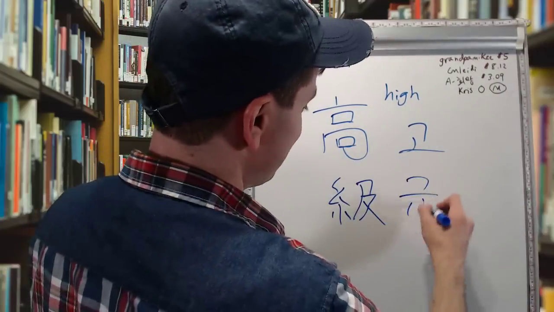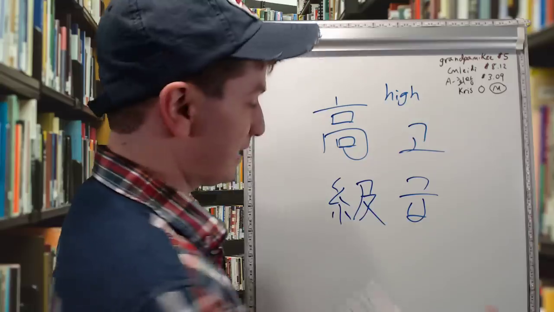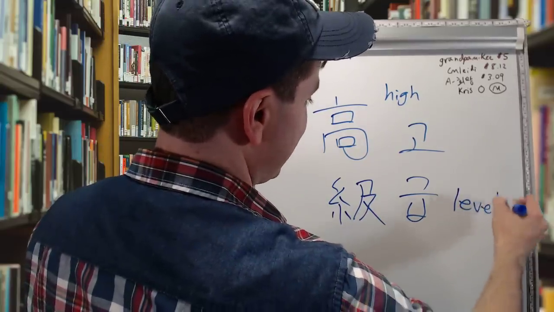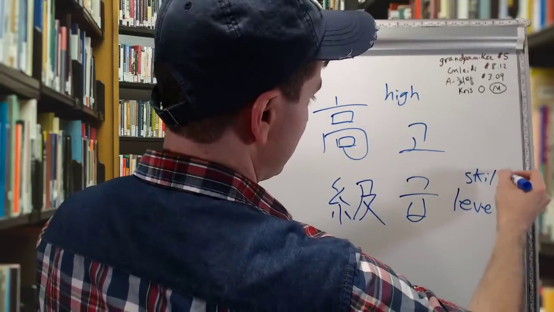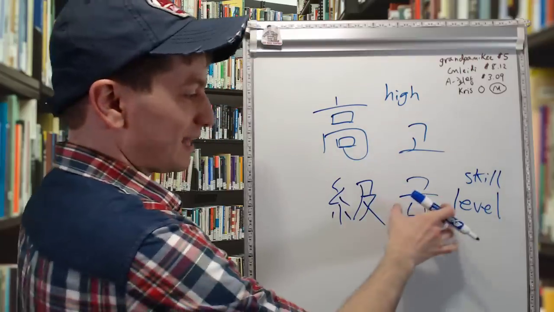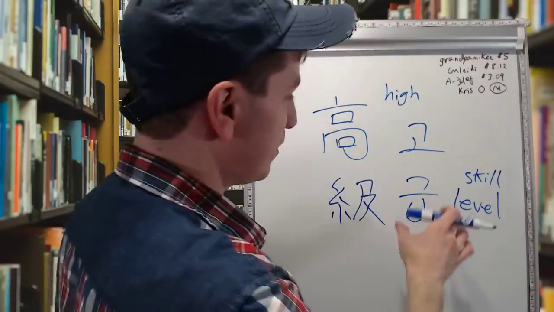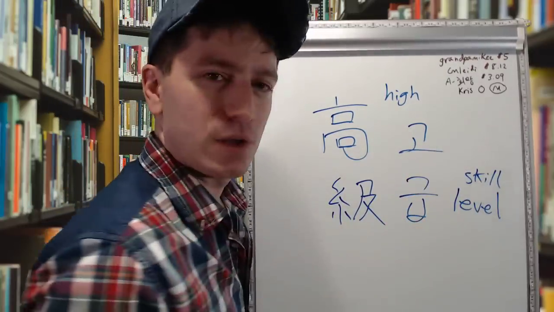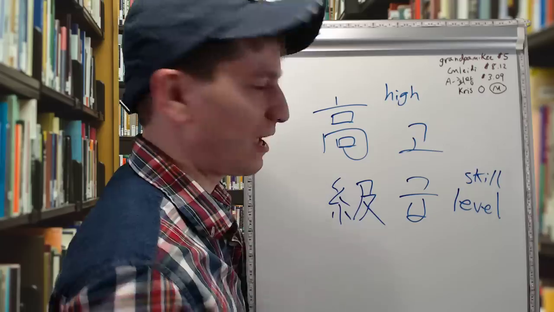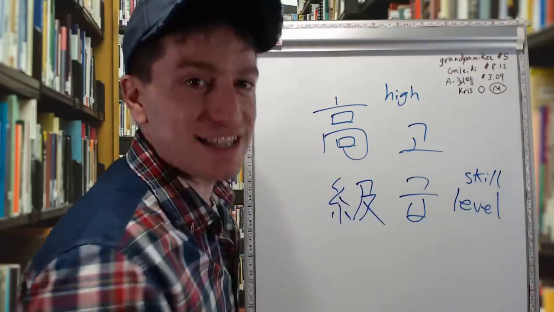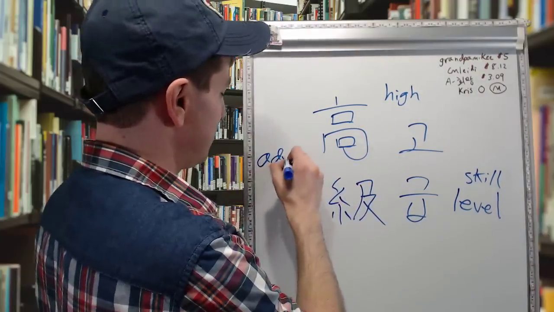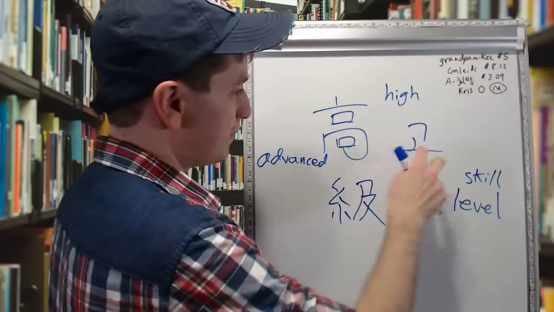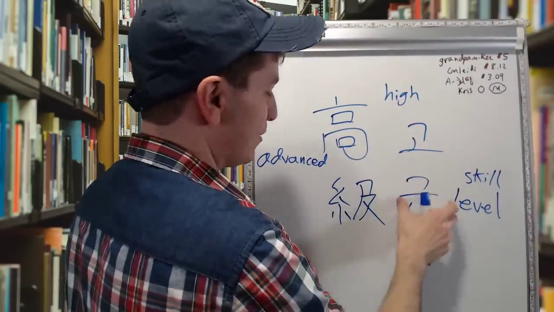This one is kup. Kup means a level by itself, as in a skill level. So skill level is kup. So if you see the word kogup, what do you think that means? Well, I can just tell you, probably guess. Advanced. So kogup means literally high skill level, or advanced.